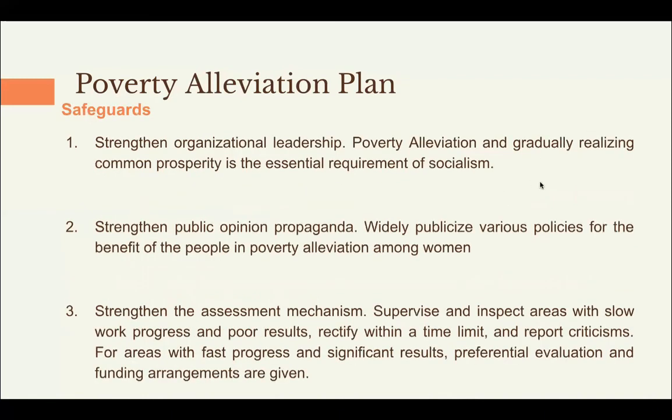And these are some safeguards of poverty alleviation plan, strengthen organizational leadership, poverty alleviation, and gradually realizing common prosperity is an essential requirement of socialism. Strengthen public opinion propaganda, widely publicize various policies for the benefit of the people in poverty alleviation among women, strengthen the assessment mechanism, supervise and inspect areas with slow work progress, and poor result rectify within a time limit and report quality signs. For areas with fast progress and significant result, preferential evaluation and funding arrangement are given.